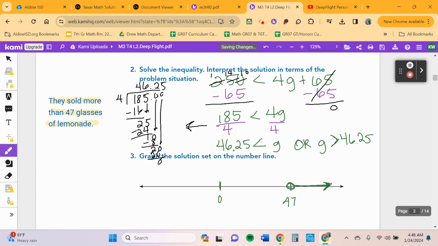Now I'm going to ask you one last question. Would I shade this circle or would I keep this circle open? And why? If you said keep it open, you're absolutely correct. The only time we would shade that circle is if the solution is included, meaning it is less than or equal to, or greater than or equal to. Here, the solution is not included, so we keep our circle open.